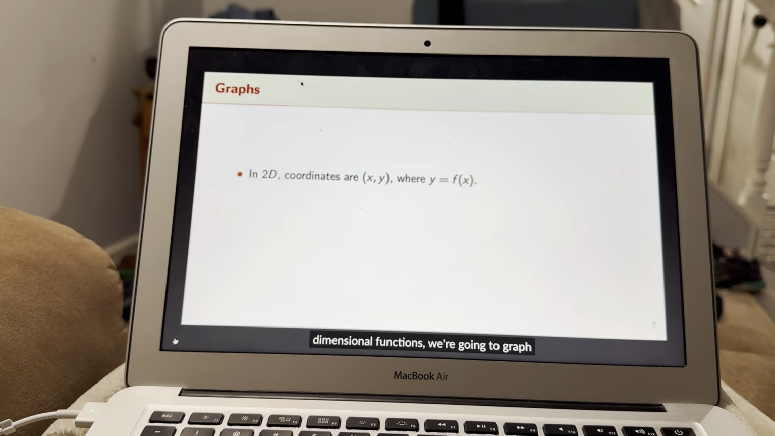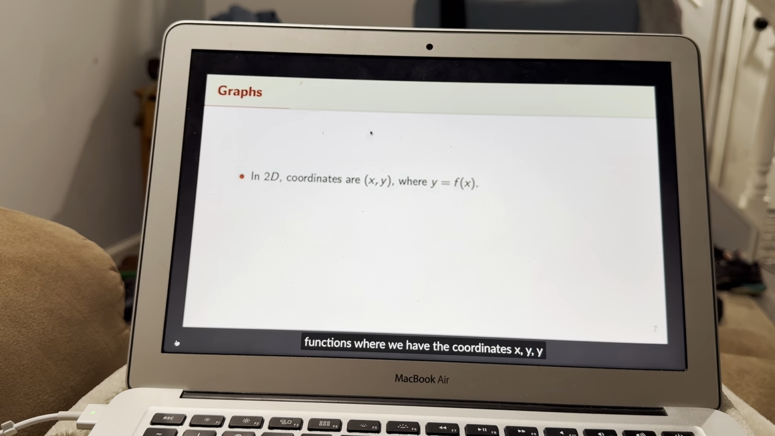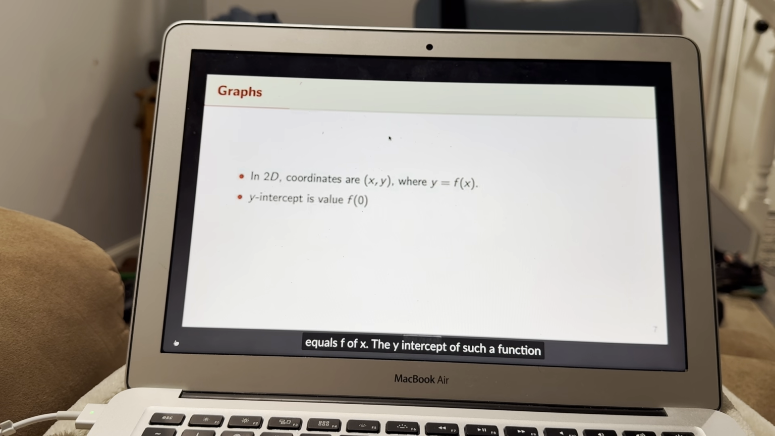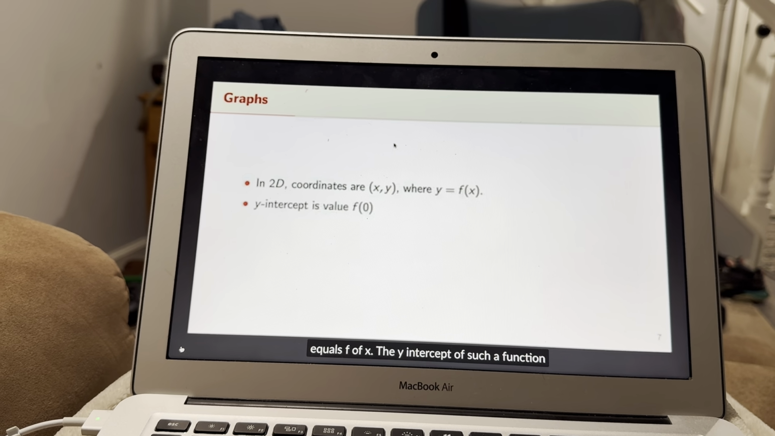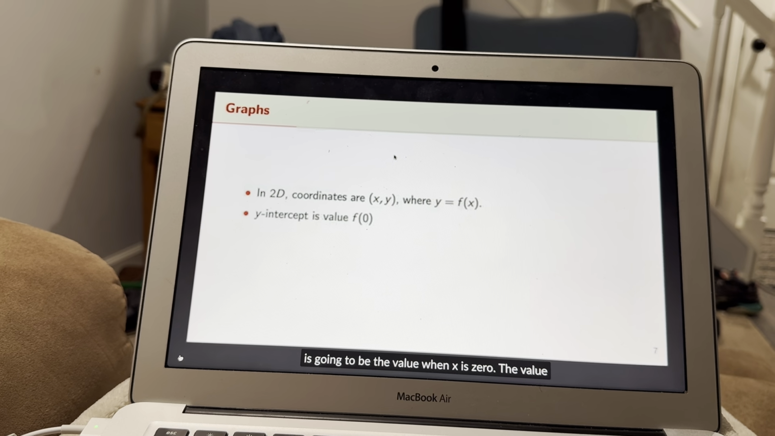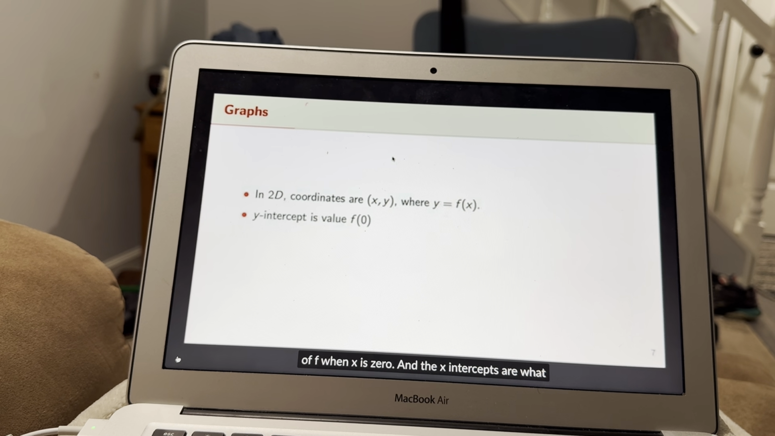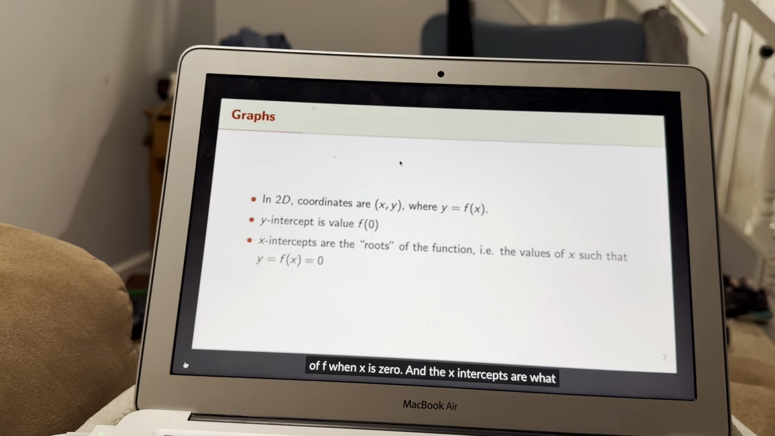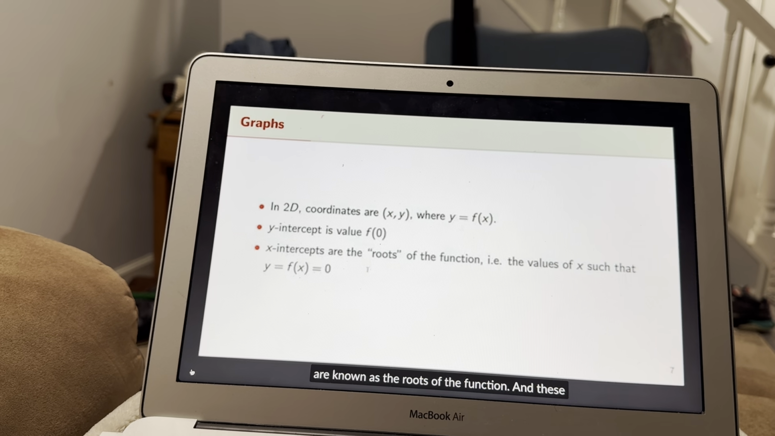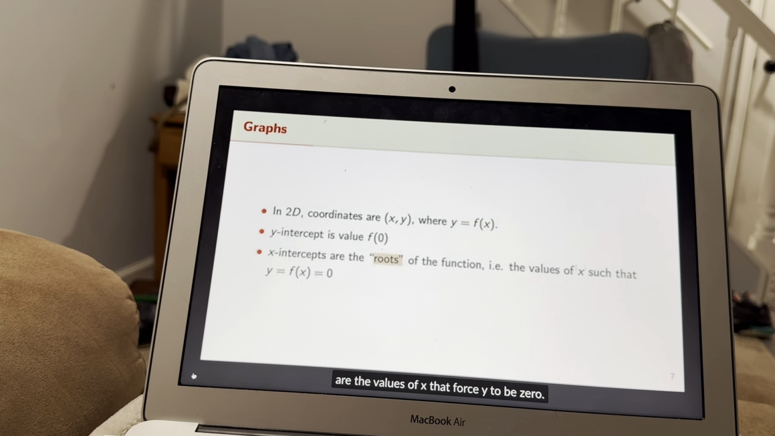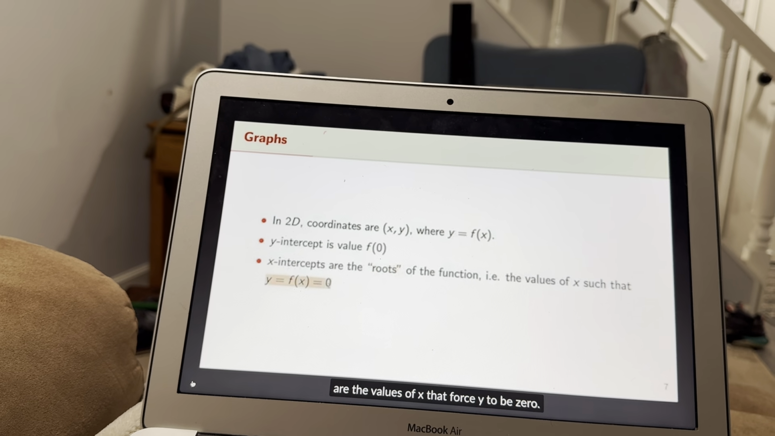So with 2-dimensional functions, we're going to graph functions where we have the coordinates x, y equals f of x. The y-intercept of such a function is going to be the value of f when x is 0. And the x-intercepts are what are known as the roots of the function. These are the values of x that force y to be 0.